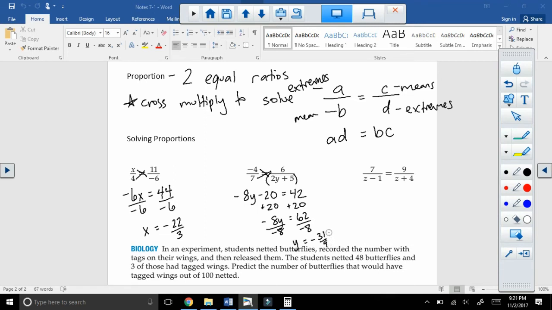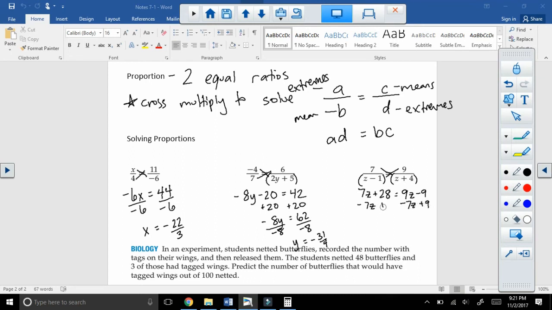For this last one, when I cross multiply here, I have to distribute the 7 to these quantities. So that's going to be 7z plus 28. And then I'm going to multiply the 9 by both of those terms. So 9z minus 9. And then go through and solve for z.